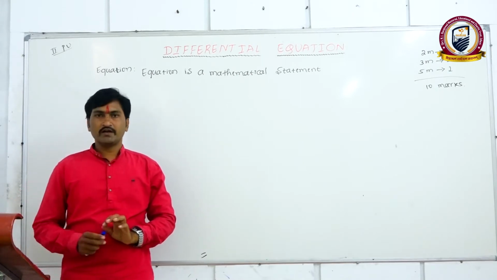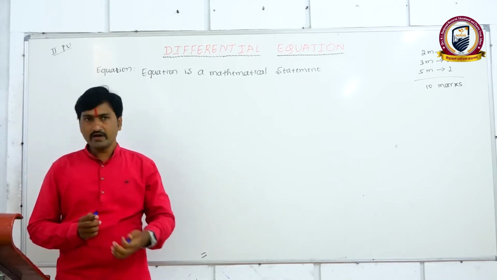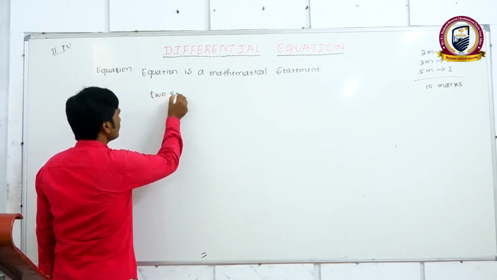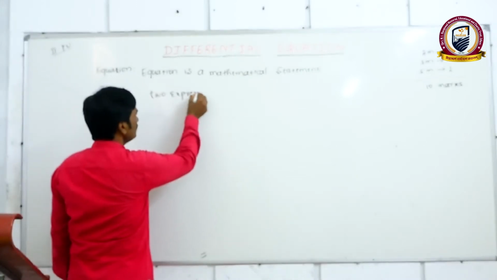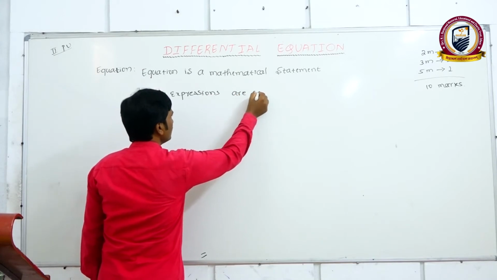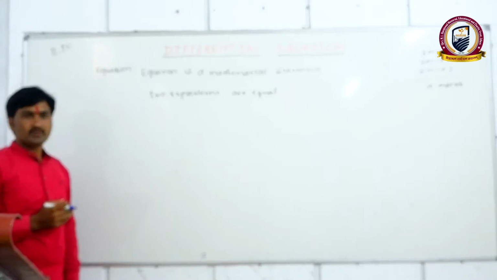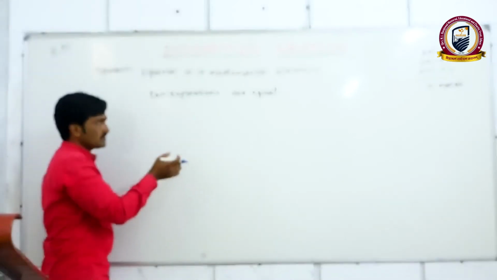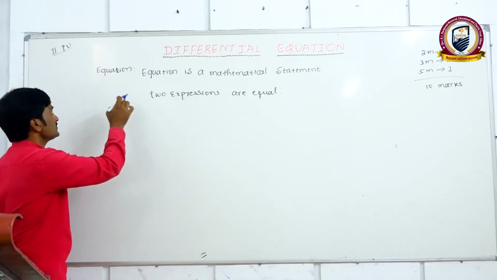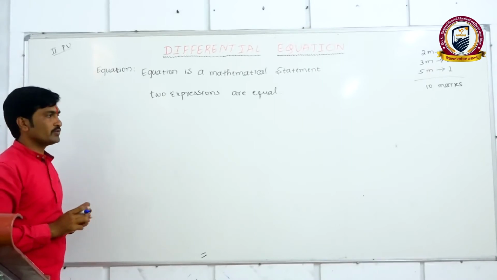Mathematical statement ಗಳಿಗೆ ನಾವು equations ಅಂತ ಸ್ಟಡಿ ಮಾಡ್ತೀವಿ. Otherwise, when two expressions are equal, whatever the expressions are, those expressions are said to be equal. Those expressions are called an equation. It is just an equation.